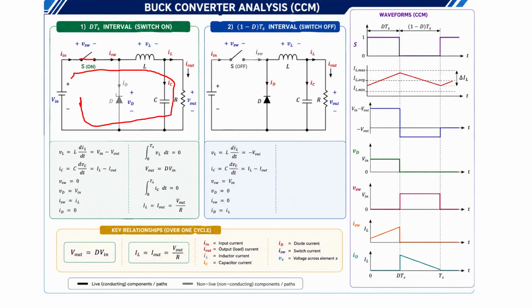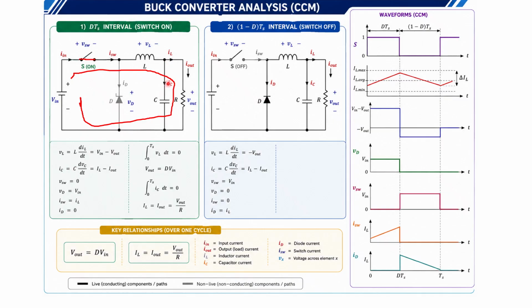Now we will understand the equations, which we have already derived. VL is the voltage across the inductor, which can be written as L dIL/dt. In this circuit, there is only the supply voltage and the voltage drop across the load. So VL can be written as Vin minus Vo.